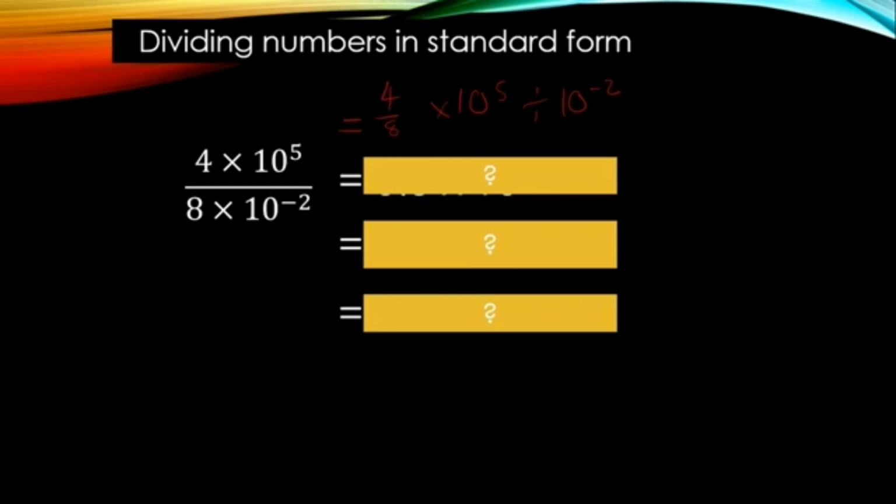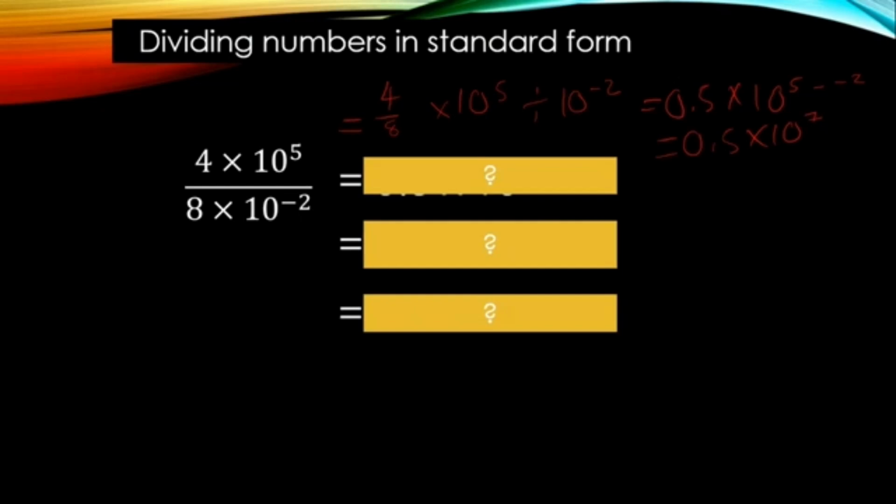When we are dividing now, it is different. Whereas in multiplication, we're adding the powers according to the rules of indices, when we are dividing with indices or numbers in index form, we subtract the powers. For example, here it will be 4 over 8, the same as 0.5 times 10 to the power 5 minus 2. This will be equals to 0.5 times 10 to the power 5 minus 2 is the same as 5 plus 2, which is equals to 7.